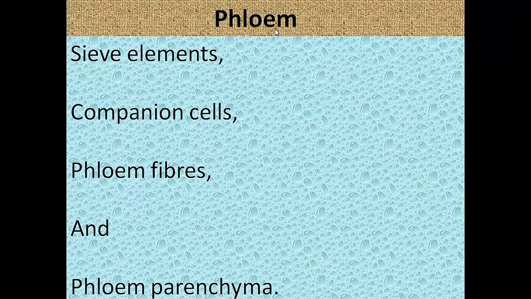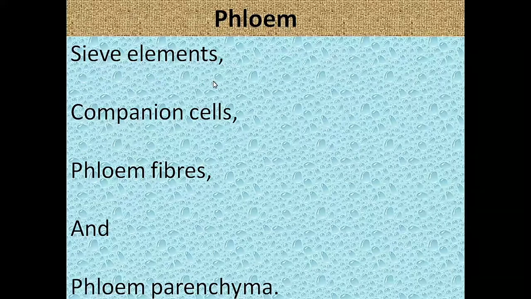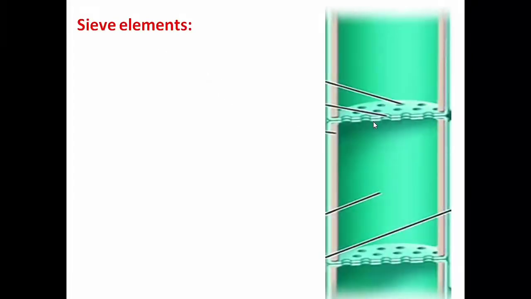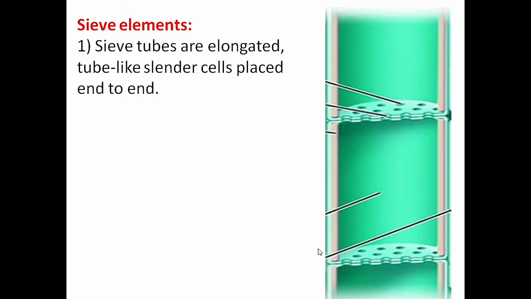Phloem transports food material. The sieve elements are the important transporting elements in the phloem. The sieve elements only transport food materials. Sieve elements are long, tube-like cells. This is one end wall, and this one is another end wall. The end wall has sieves.